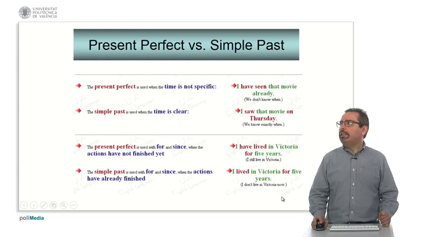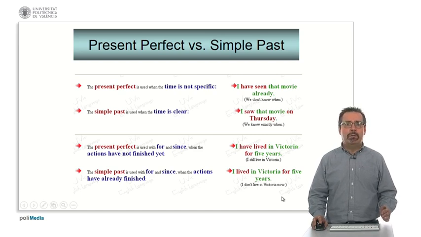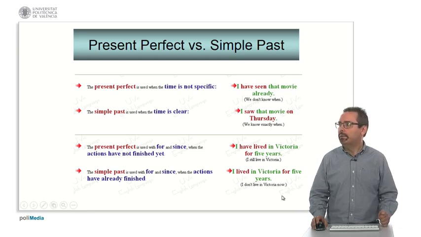The present perfect also is associated, as we said, with time which is not specific, whereas the simple past is for specific time actions in the past, where the period is clear. I have seen that movie already. We don't know yet when exactly. But we use the simple past for specific time. I saw that movie on Thursday at 9 o'clock, for example.